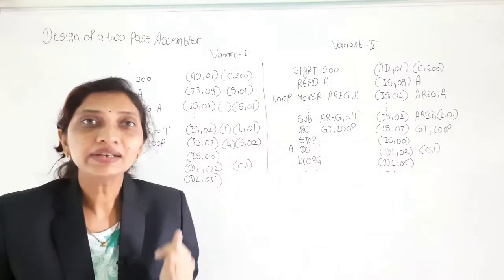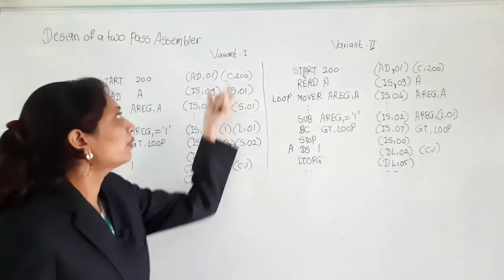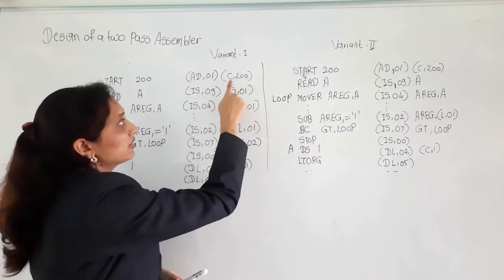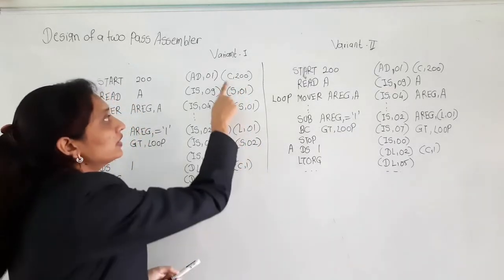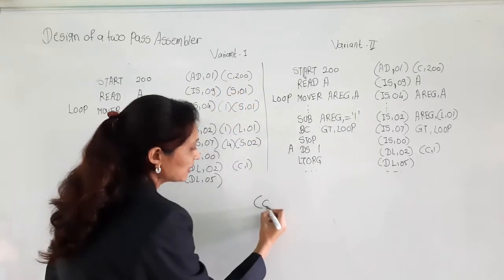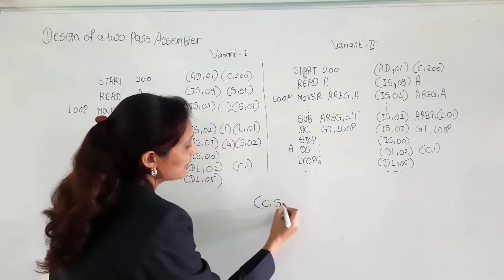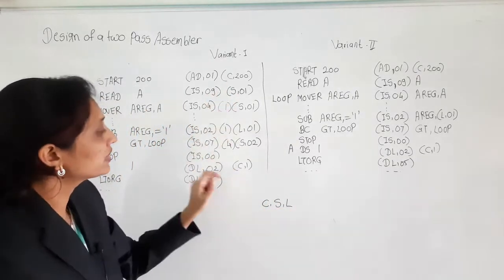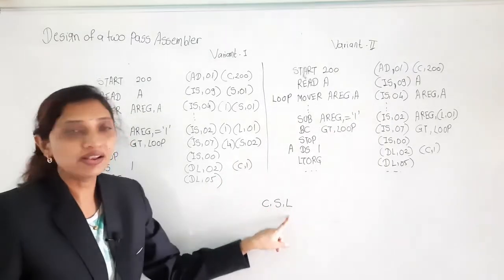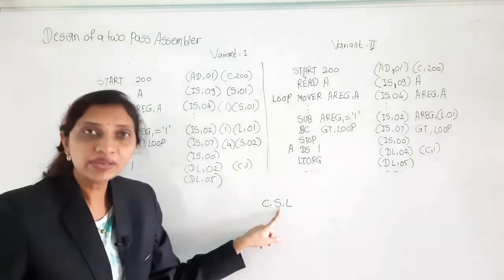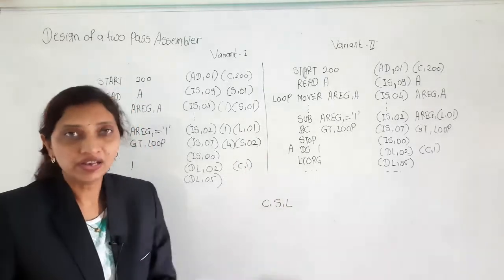To represent the operand, again a pair is used. Now here the pair contains 3 symbols: C, S and L. C for constant, S for symbol and L for literal.